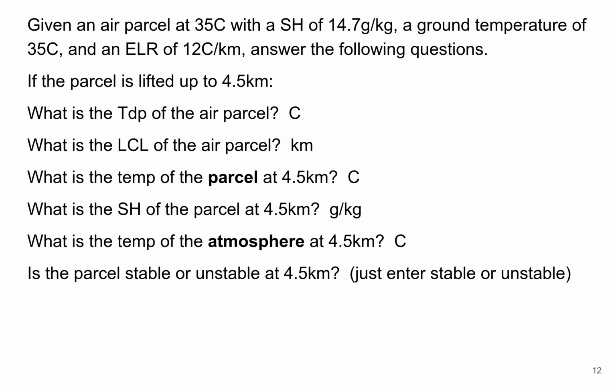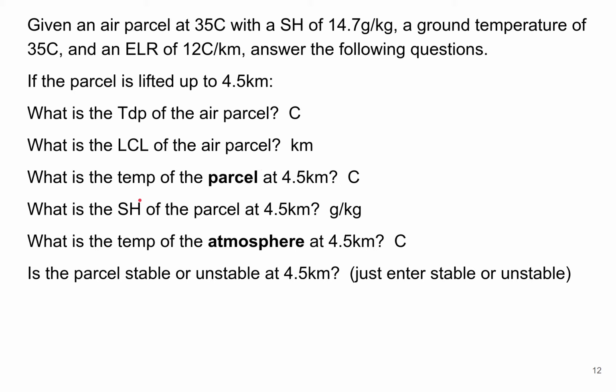So what are we given? We have an air parcel at 35 Celsius with a specific humidity of 14.7 grams, 35 Celsius in the ground, ELR of 12. Answer the following questions if the parcel gets lifted to 4.5 kilometers. So now we know how high we're going. What's the dew point temperature, lifting condensation level, temperature of the parcel at 4.5 kilometers.